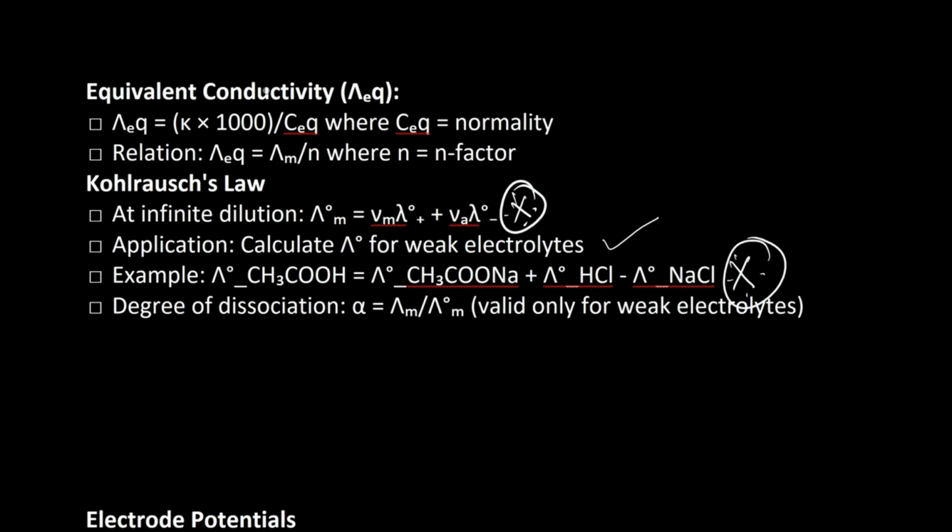Coming back to the concept, degree of dissociation, alpha is equal to lambda m by lambda m naught.